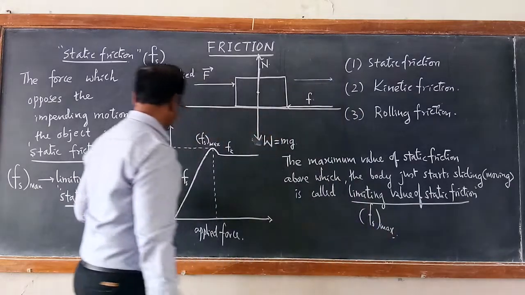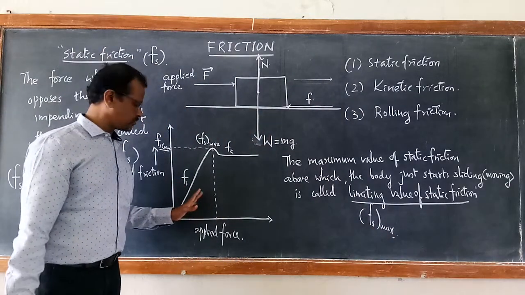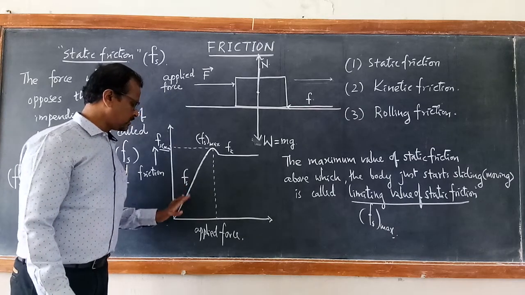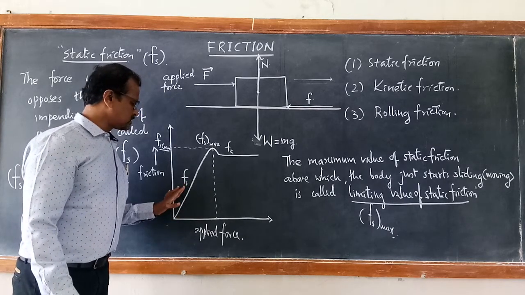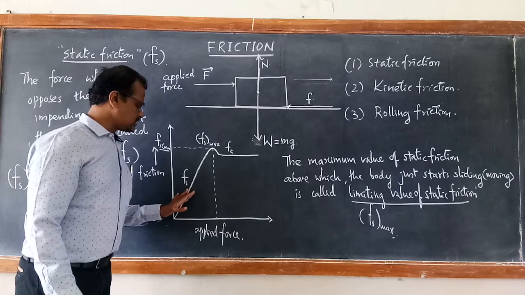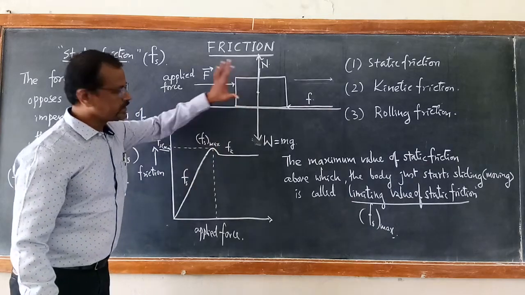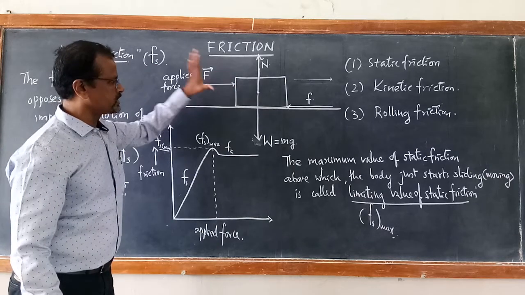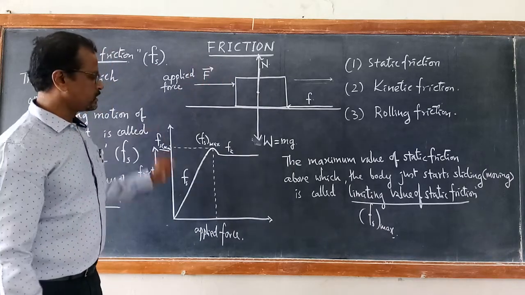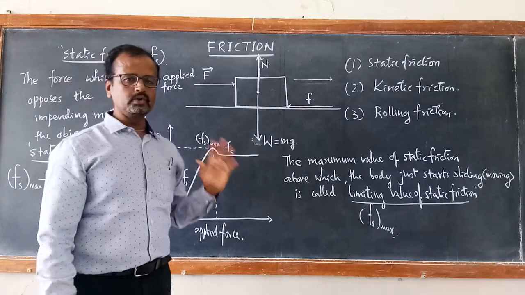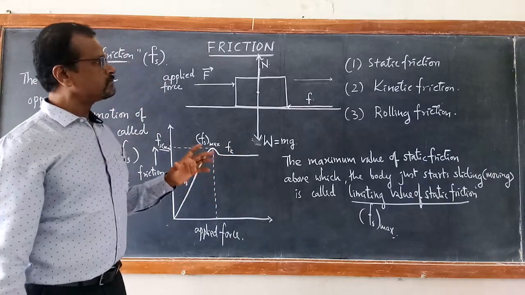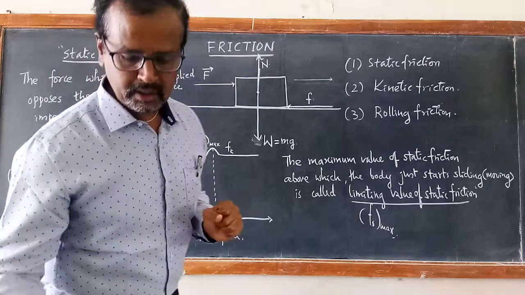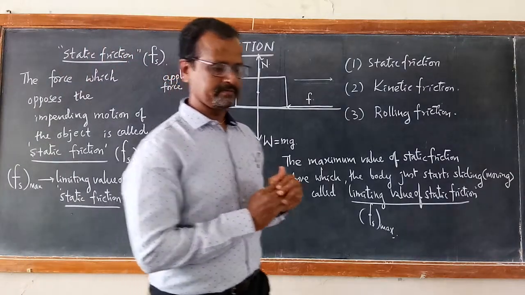For all other values of static friction, the body doesn't move, the body is still at rest. For all other lower values of applied force, the static friction is exerted such that the body is still in static condition, still stationary, still at rest. Now based on that, there are two laws. They are called the laws of static friction. Now we will learn the laws of static friction.